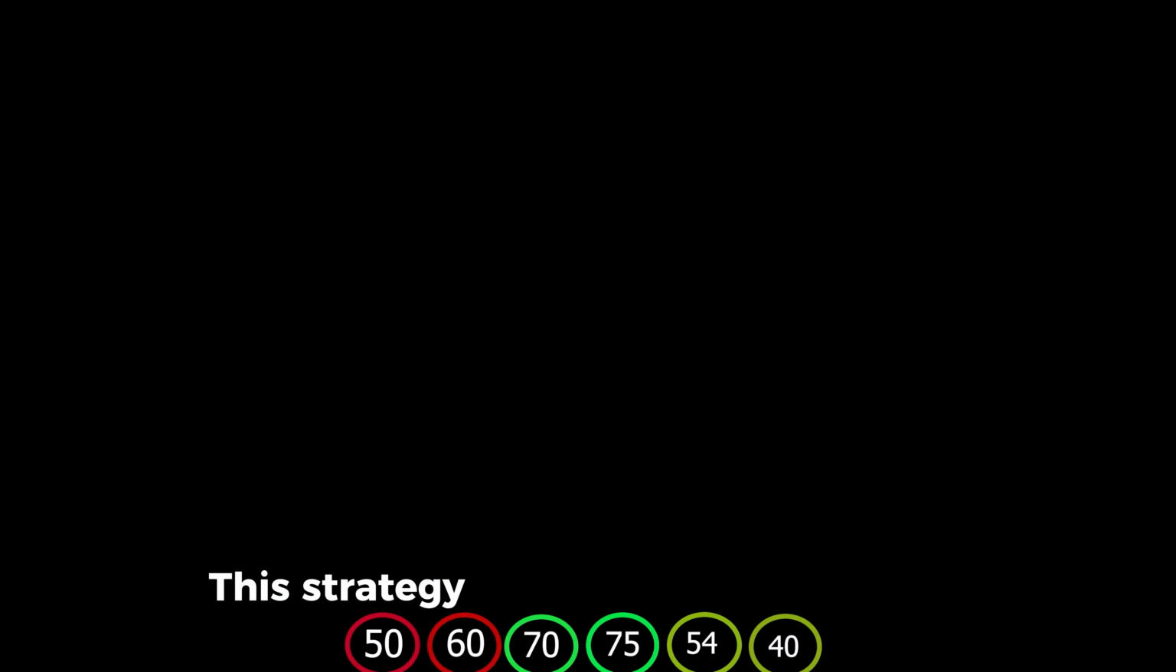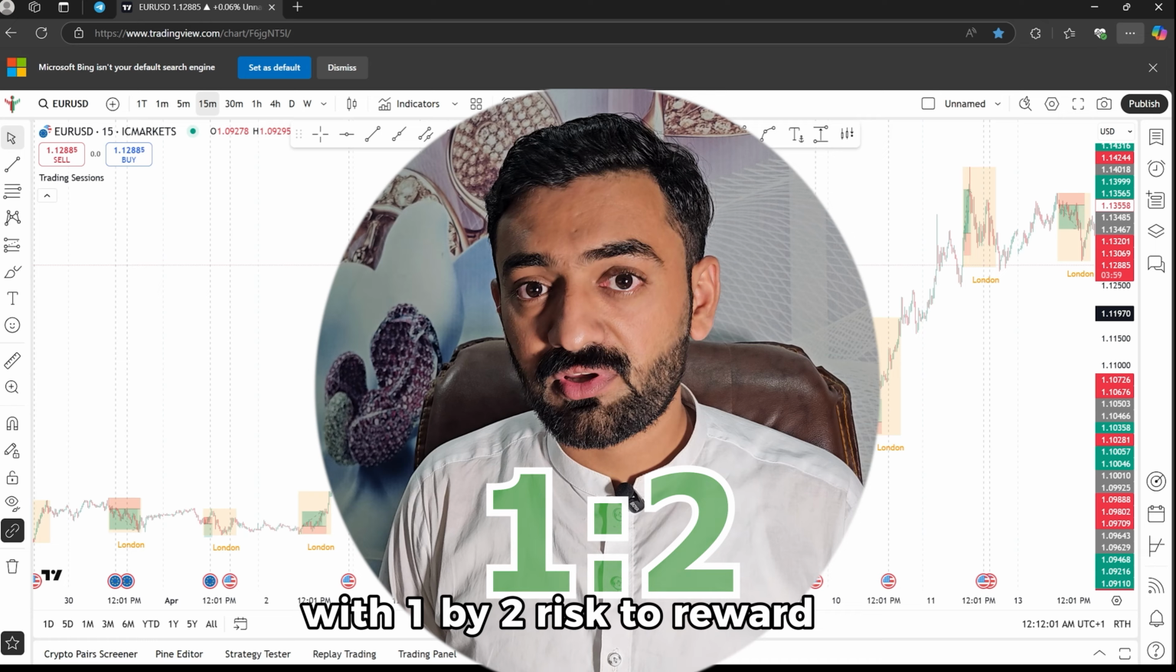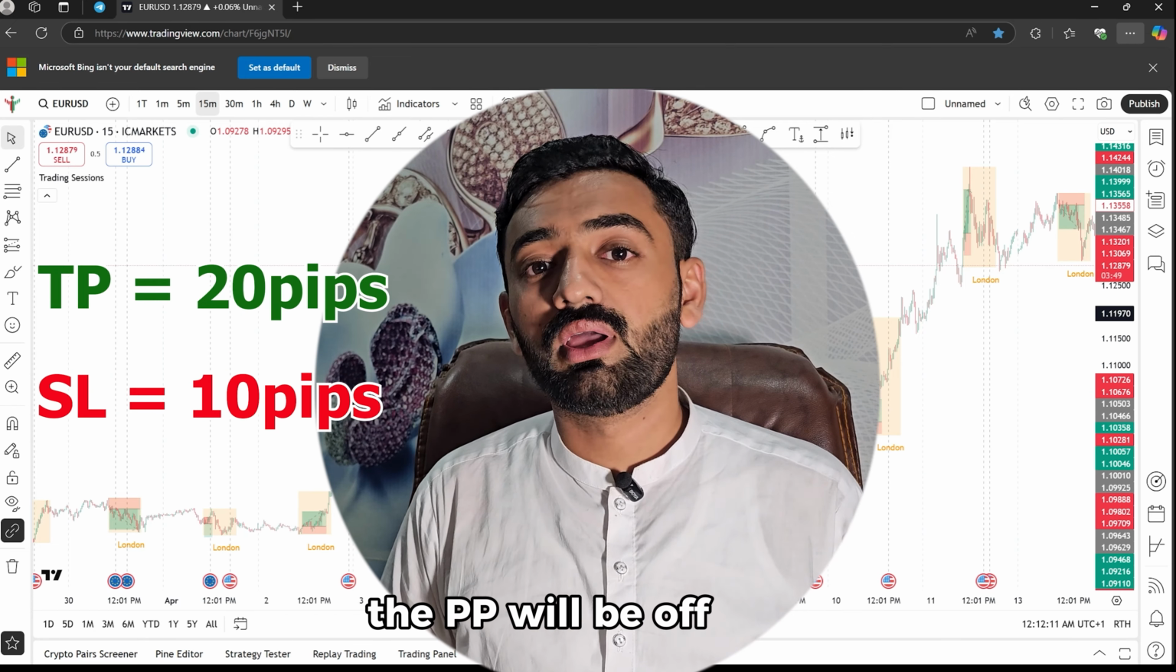This strategy gives me more than 70% win rate with a 1:2 risk to reward ratio. This means if the SL is 10 pips, the TP will be 20 pips.